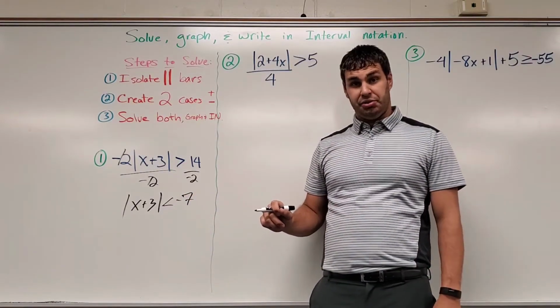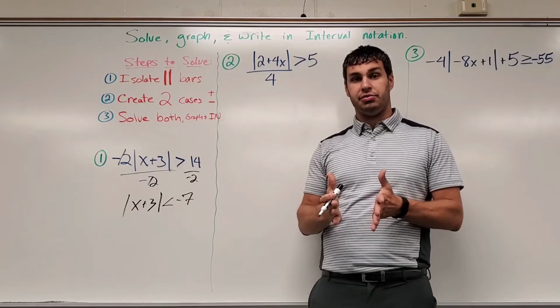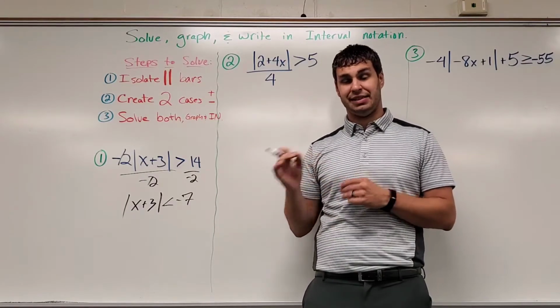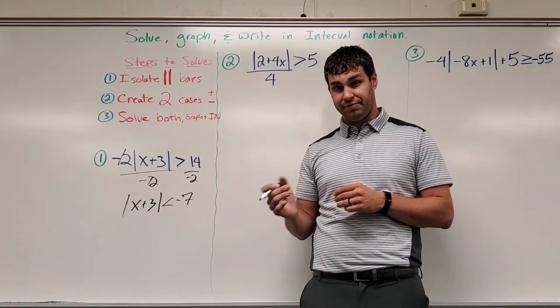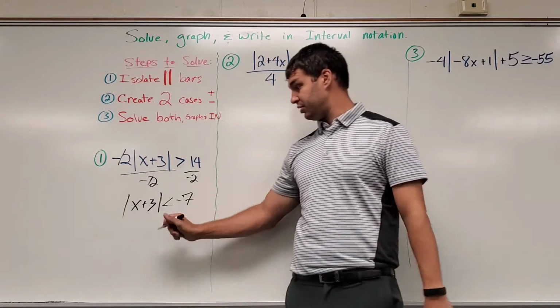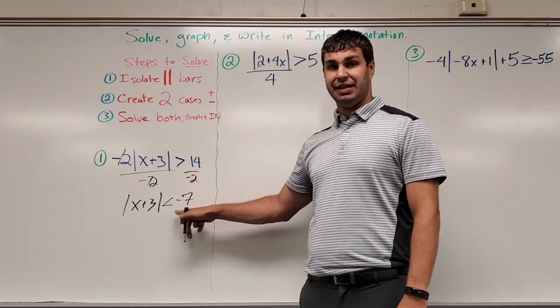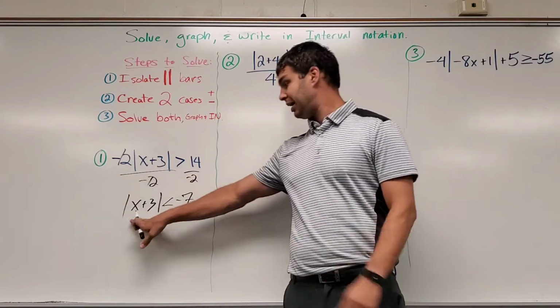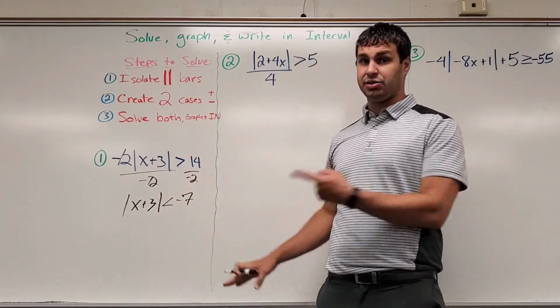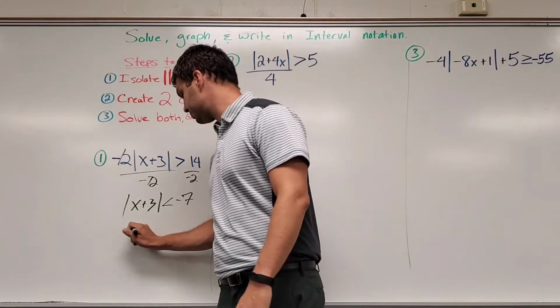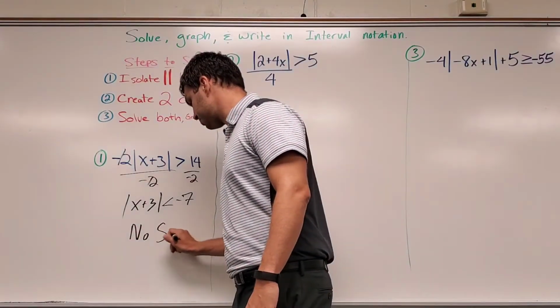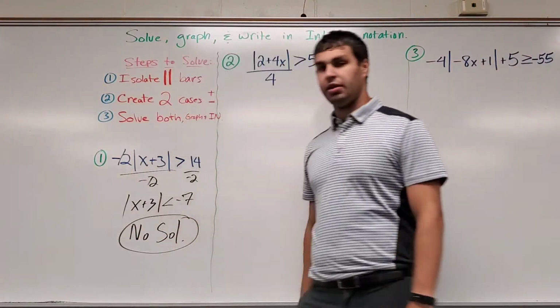But we run into an issue. And the issue is that absolute value implies distance. Distance is positive, okay? And it can't be negative. In this case, you can see the distance, which should be positive, is less than a negative. There's no way something positive can be less than something negative, so this one actually is no solution. No solution.